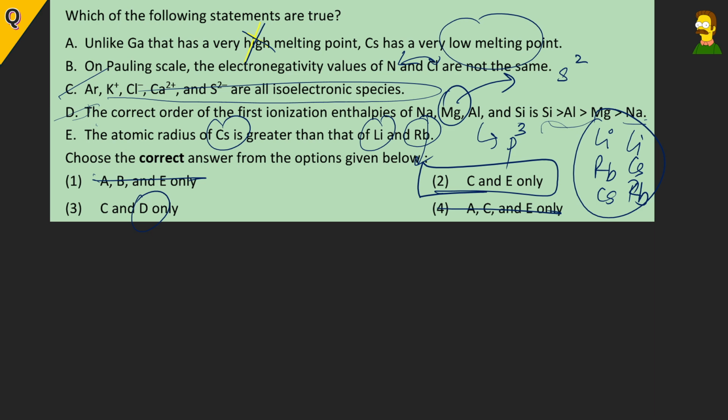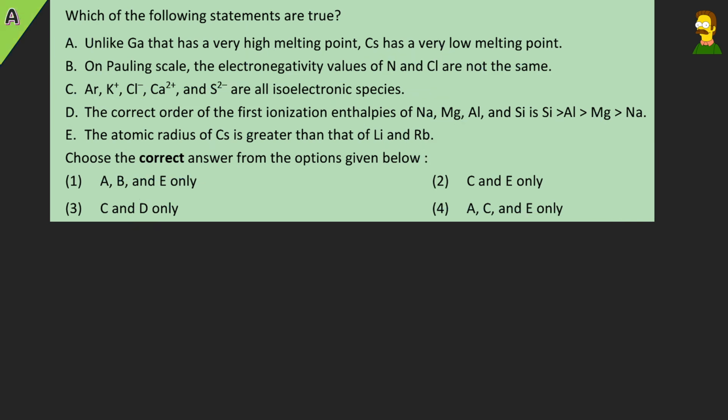This question may seem tough if you get stuck in the first question. Hey, what's happening with cesium? But you don't have to do that. You already know gallium does not have a high melting point, so you can scratch that off, right? Which already eliminates options, and then you focus between C and E. If you don't remember E, it's okay. You can still figure it out with D. All right, let's go on to the next question.